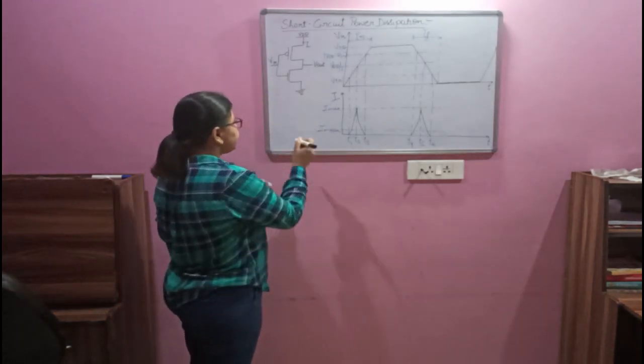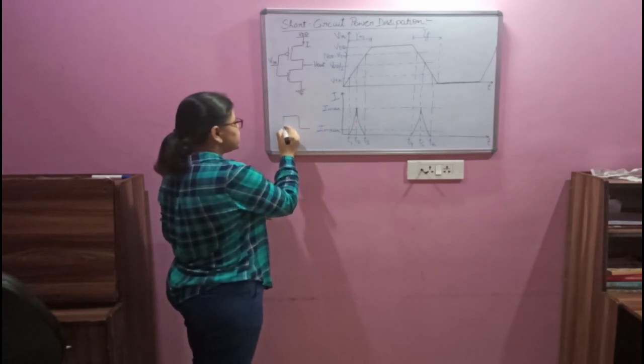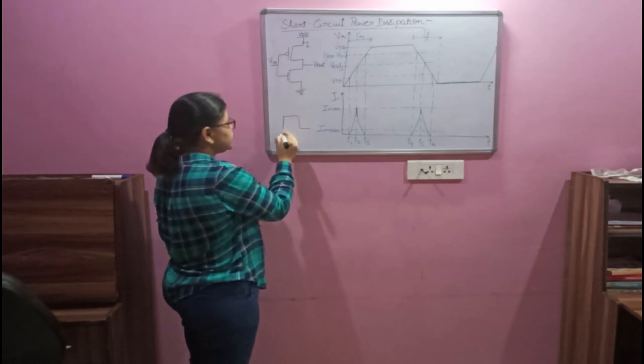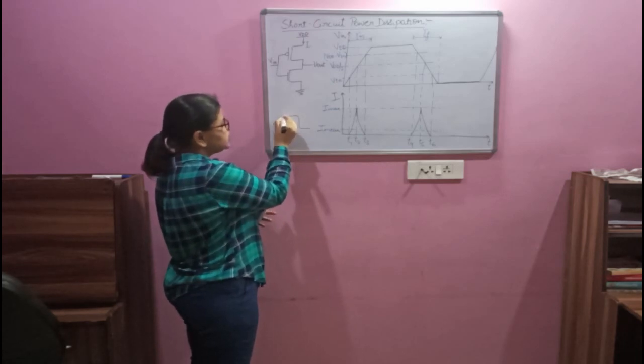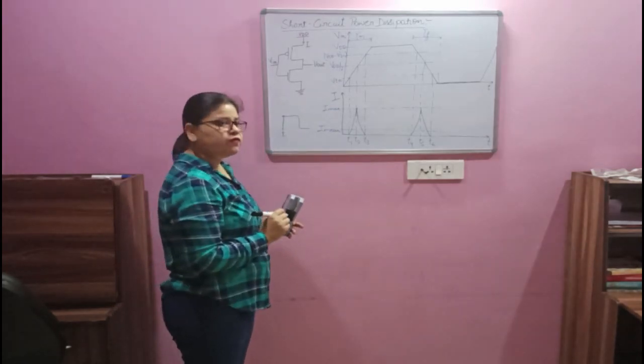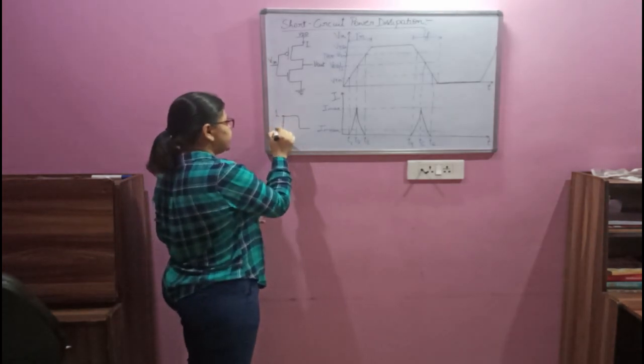Zero time means a perfect step signal. No, there will not be. I cannot say that at time t the value of this signal is 0 and again at the same time t the value of this signal is 1. Suppose this is 1 and 0.